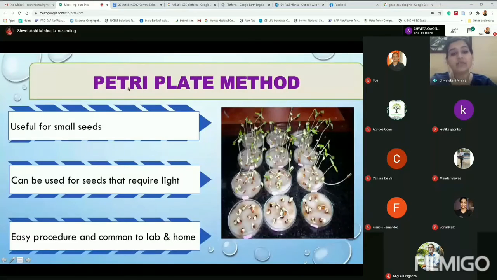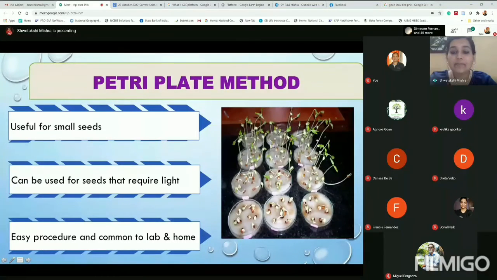Another method we can use is the Petri plate method. So this method is ideal if you're using small seeds, say mustard. If you're using mustard seeds, it is really very difficult to use the roll towel test for this because these are very small. So we can use a Petri plate method in which we will take a Petri plate and cover it with a wet tissue or a wet cloth and place the seeds over it.